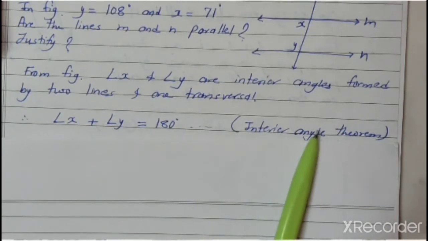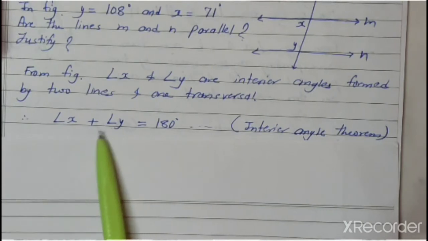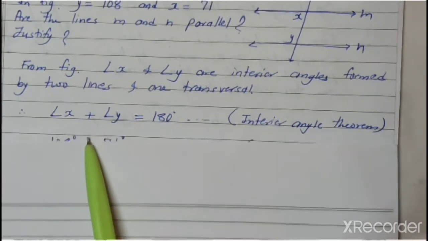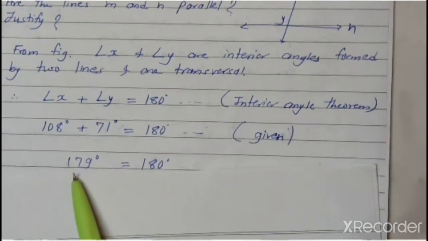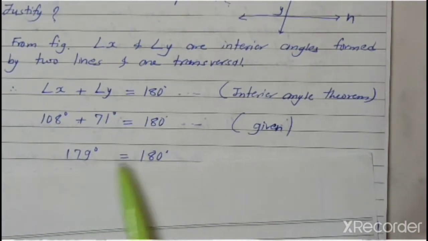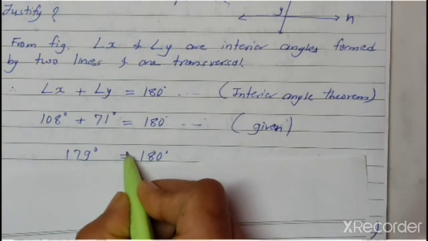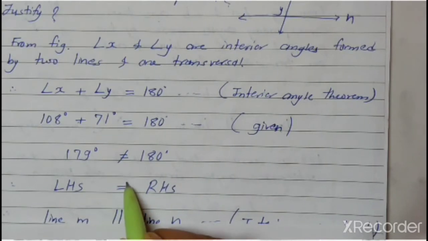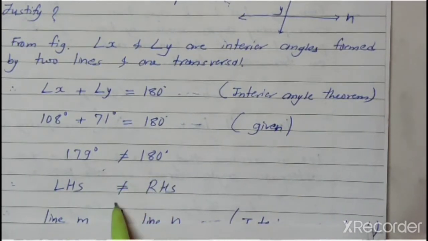By using the interior angle theorem, I just add them and check. Is it true or not? So let's substitute the values. The addition is, we will get here 179 is equal to 180. Are these both terms equal to each other? No, it is not equal. Both sides are not equal. Therefore, the LHS and RHS, left hand side and right hand side, are not the same.